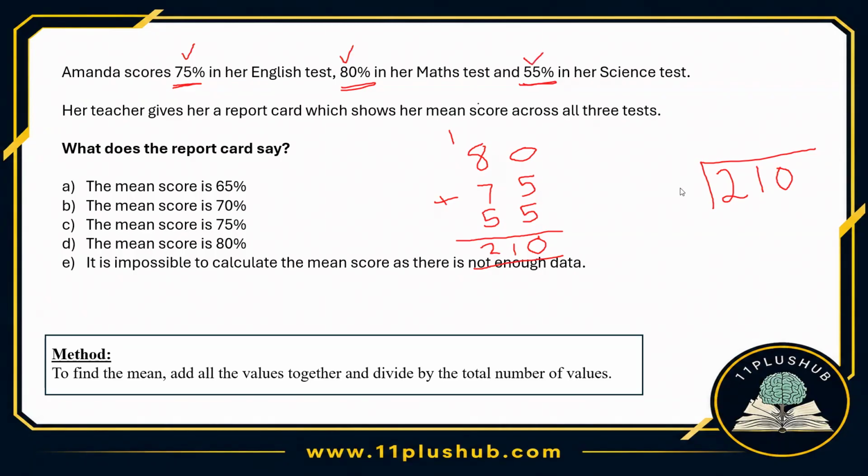Okay, so 210 divided by 3. Okay, 3 into 2. 3 doesn't go into 2. It goes in 0 times. So we're going to carry the 2 over. 3 into 21. That's 7. 3 times 7 is 21 with no remainder. 3 goes into 0, 0 times. I have my answer. This is the mean average, 70%. So the mean score is 70%.